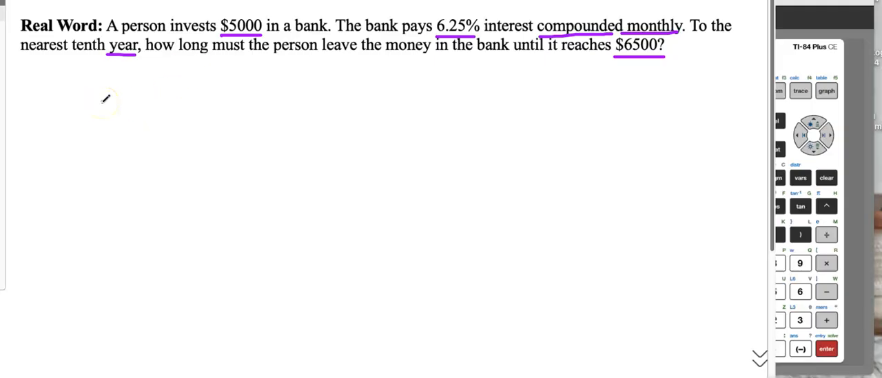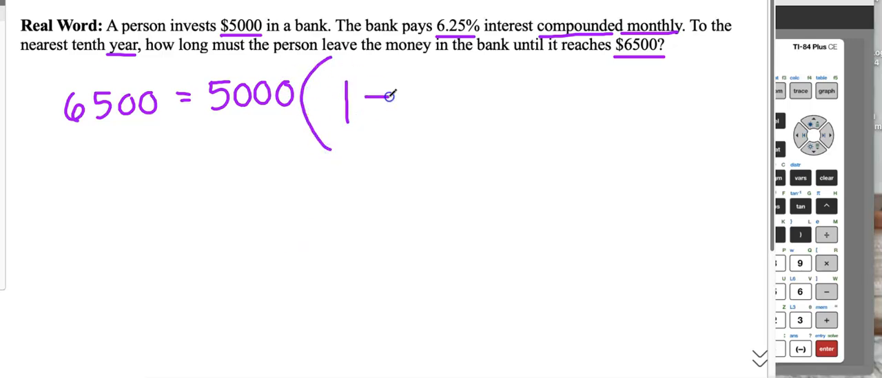So our formula is A equals, and this is our amount that we want, so that is actually what's going to go on the left side. That's your goal. And then your formula is your principal, which would be 5,000. That's what you're investing. We've got 1 plus, because it's an exponential growth problem. You've got a fraction, and your rate goes on top.